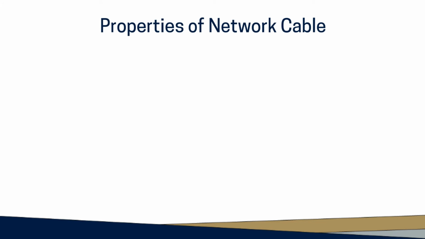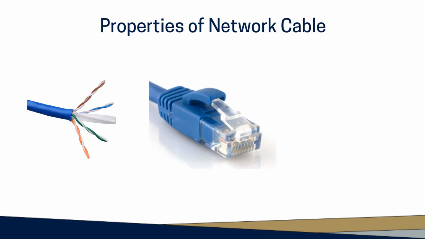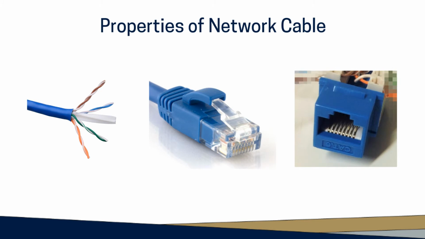Now, let's move on to talking about the properties of the network cable. We've already mentioned that Ethernet networking operates over 8-conductor unshielded twisted pair copper cable and uses an RJ45 plug and jack combination. Let's discuss some of the other properties of Cat6 cabling that are important when repairing Keystone jacks.